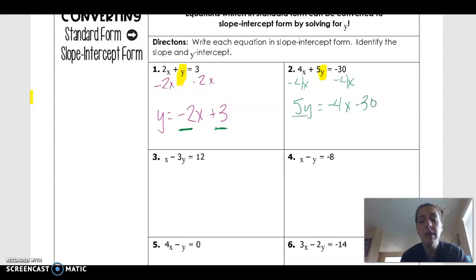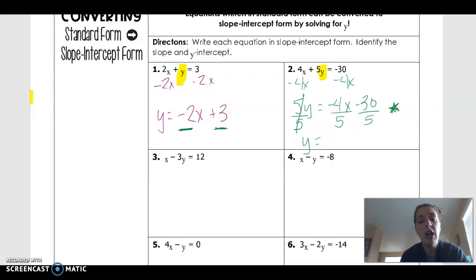Well, now to get y by itself, I have to divide this by 5, I have to divide this by 5, and I have to divide this by 5. This step right here is probably the most common place where mistakes are made, because when you divide one thing by 5, or by some value, you have to divide every single piece by that, not just one side. So that's really where I want you to think, what I do to one thing, I have to do to all things.